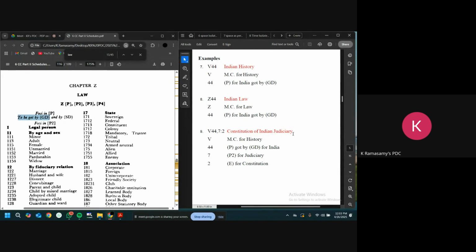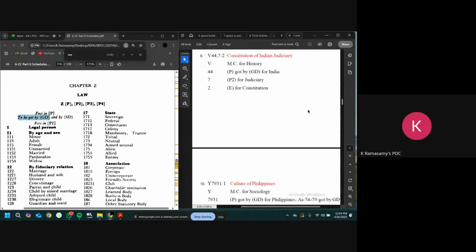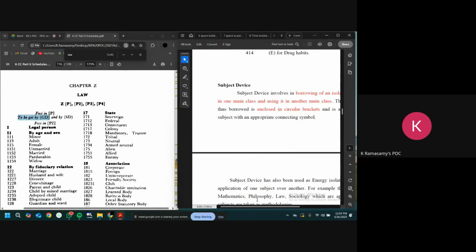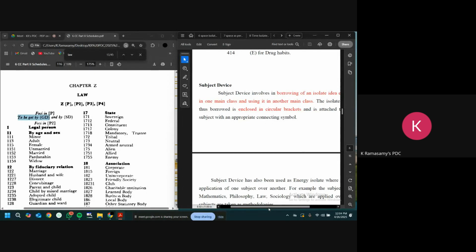So I'm just telling you how various devices are used in colon classification. One is chronological device, which makes use of time isolates. Secondly, geographical device, which makes use of space isolates for either generating a new isolate or sharpening an already existing isolate. Okay, fine. Then comes subject device. What is subject device? You take a number from any main class and use it in any other main class. That is called a subject device. A number given in one main class is used in other main classes. That is called subject device.